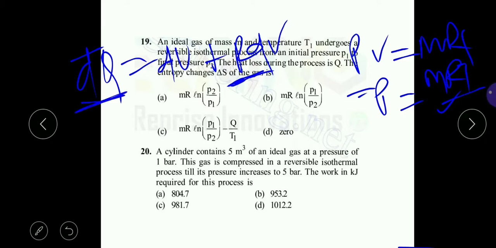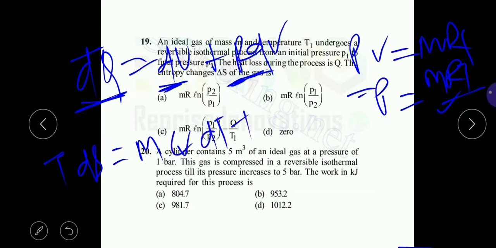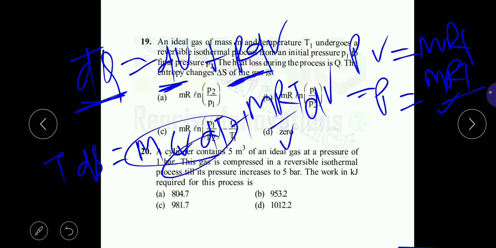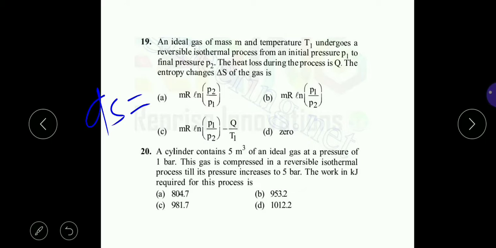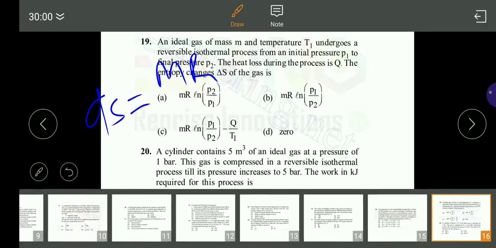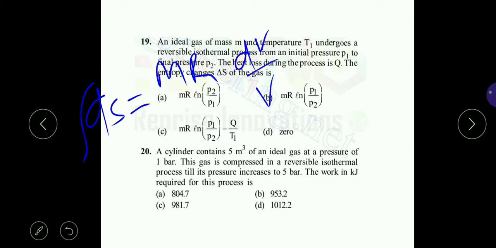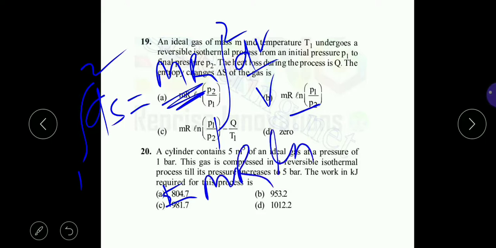So dQ I can replace by T dS, that will be equal to dU, which is m Cv dT, plus P replaced by mRT by V into dV. So here this is an isothermal process, so this term will be equal to 0, and here T can be cancelled. So now I can write, let me go to the next page. So dS will be equal to mR dV by V. It will integrate from 1 to 2, because these two are constant. So I can find out that will be equal to mR ln V2 by V1.